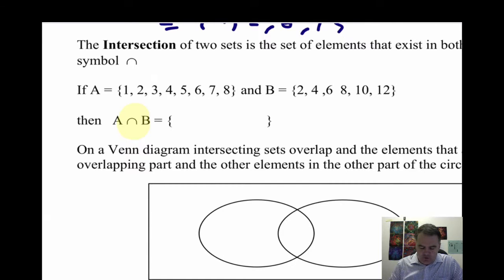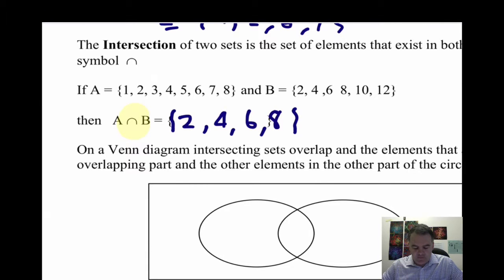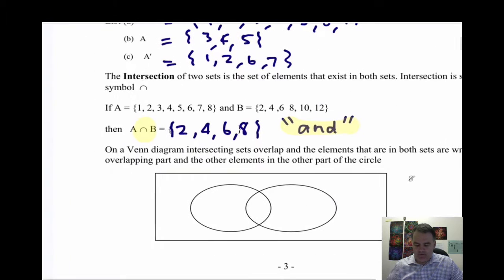So if we look in both, we've got a 2 in both sets. We've got a 4 in both sets. There's no 5. There's a 6 in both sets. There's no 7. And there's 8 in both sets. Okay, that is A intersection B: 2, 4, 6 and 8. They're the elements that are in both sets. The word that I'd use for intersection is the word and. What's in A and in B?